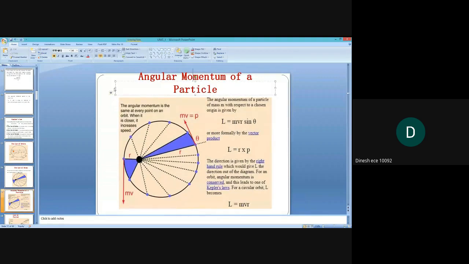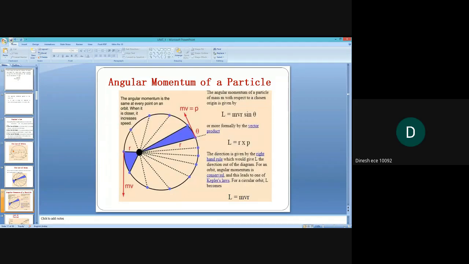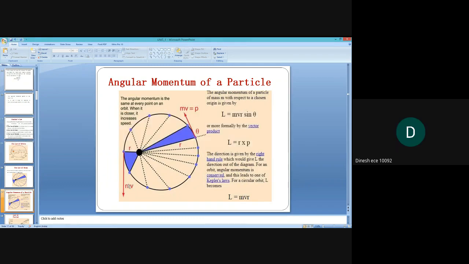So next is the angular momentum of a particle. This angular momentum of a particle with respect to the mass m is measured from the origin. It is given as L = mvr sin theta. We can write this in the form of a vector product as L = r cross p, where the direction is given by the right hand rule, which gives L the direction out of the diagram, and for orbiting, angular momentum is conserved.